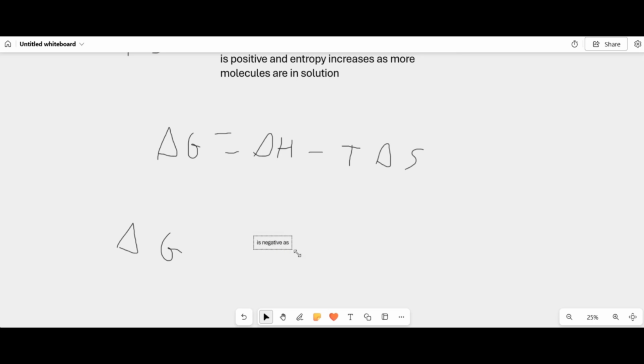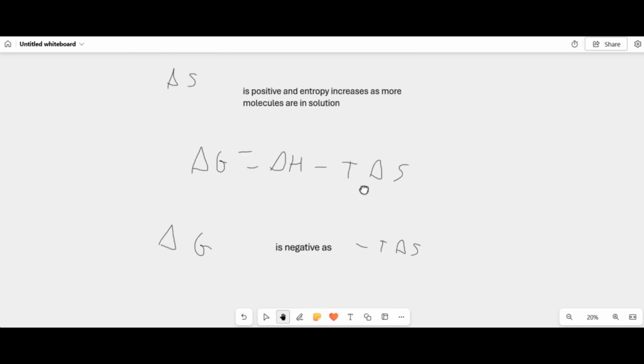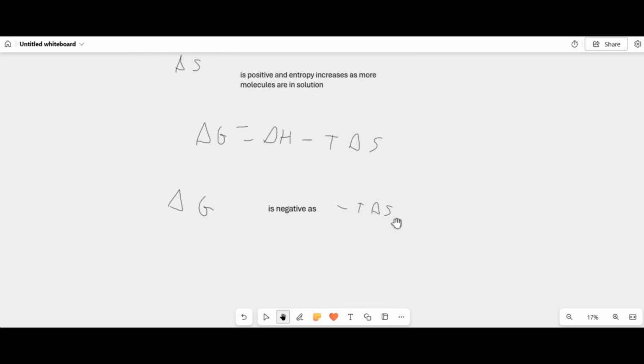or is negative as minus T delta S. Don't write T delta S, write negative T delta S, because if you write T delta S is always negative, it means that negative of that will be positive. So you need to make sure you write negative T delta S is always negative.